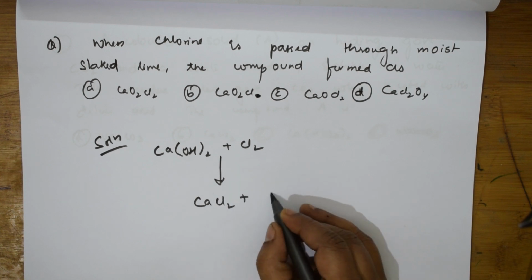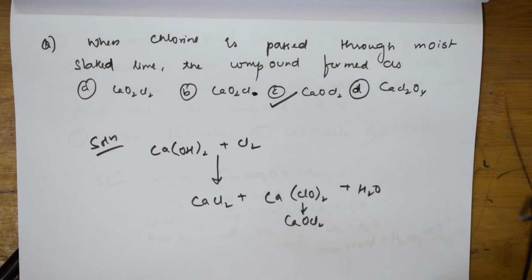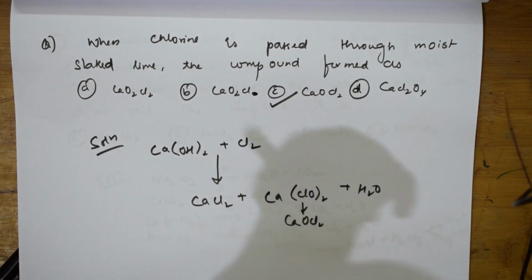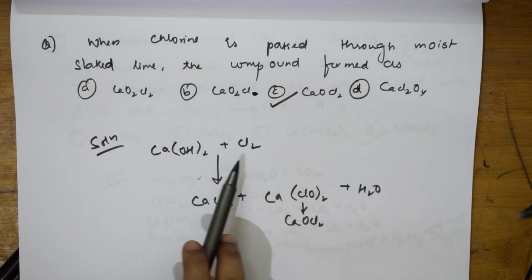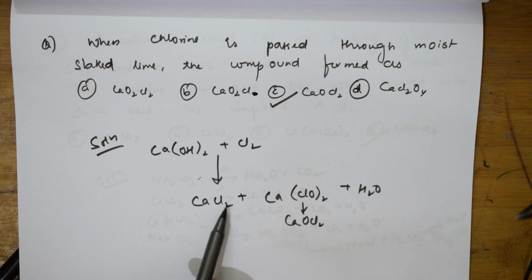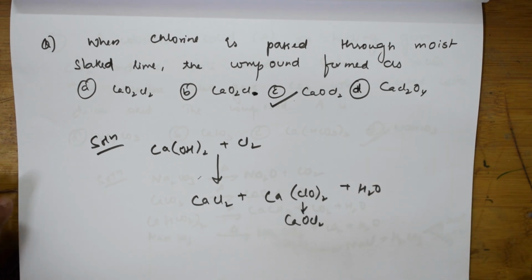What do we get? We are going to get a product that is CaCl2 plus, I'm not balanced, right? Now we've already seen this reaction, isn't it? When calcium hydroxide combines with chlorine, it's going to form calcium chloride, that is calcium oxychloride, that is bleaching powder, plus water. So the correct option for this is CaOCl2, right? So this is the right one. Let us see the next question.